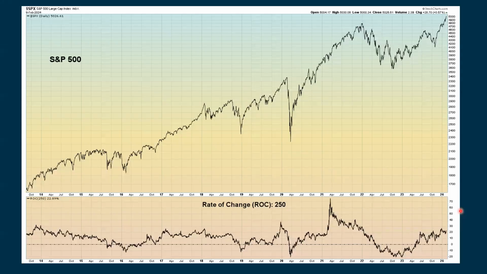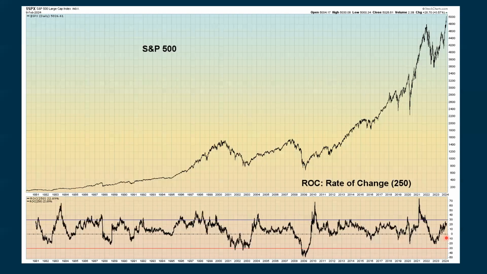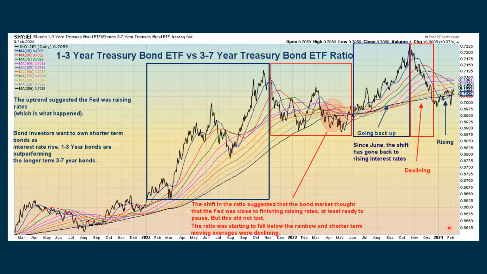Then I have a couple of rate of change charts. These are just for information. Both of these look back 250 periods. This is a very long-term look at the market where we're going up with this chart and we're also going up with this other chart. We keep an eye on bonds where we look at 1 to 3 year bonds and we compare them with 3 to 7 year bonds.